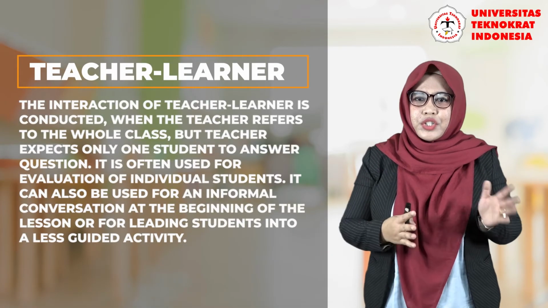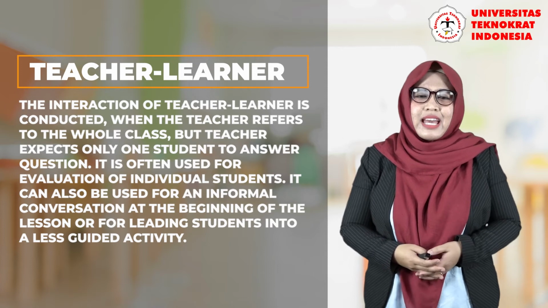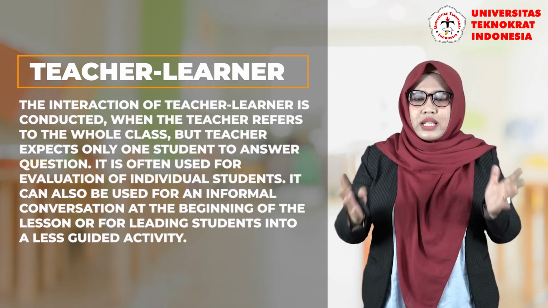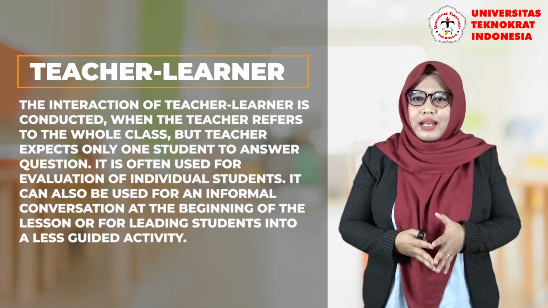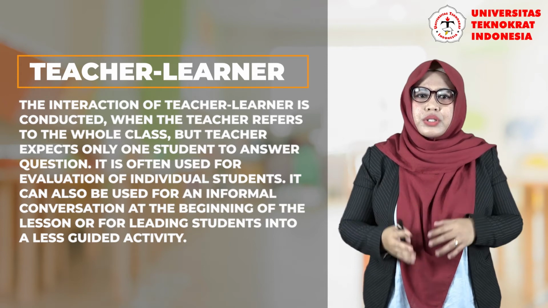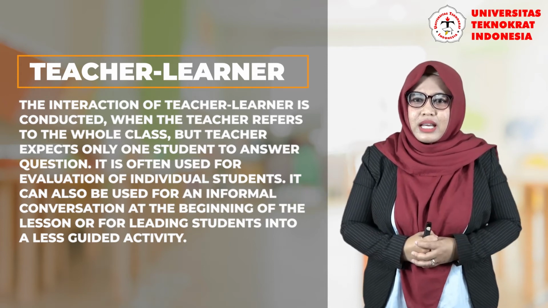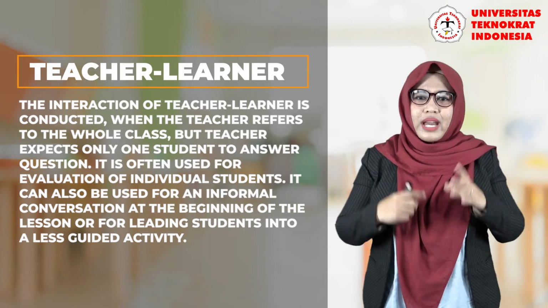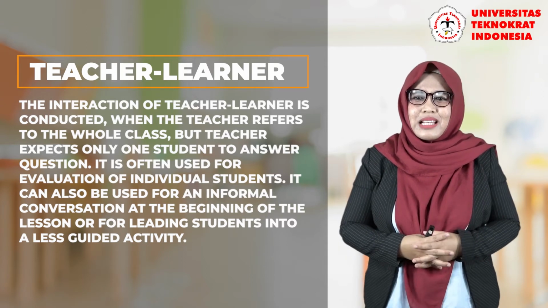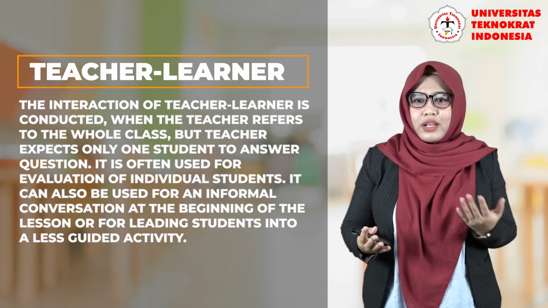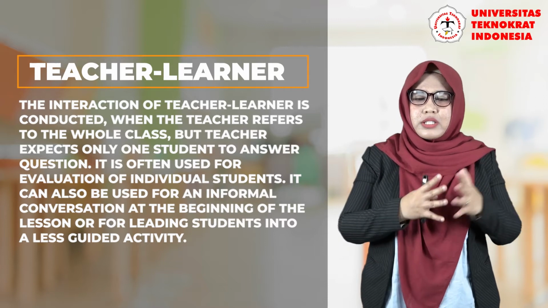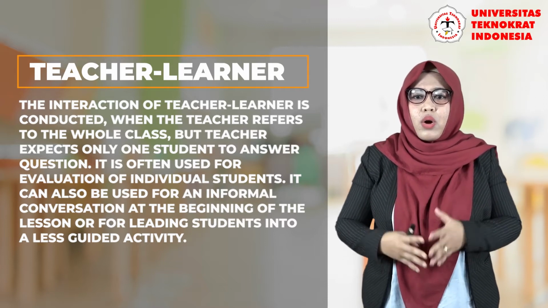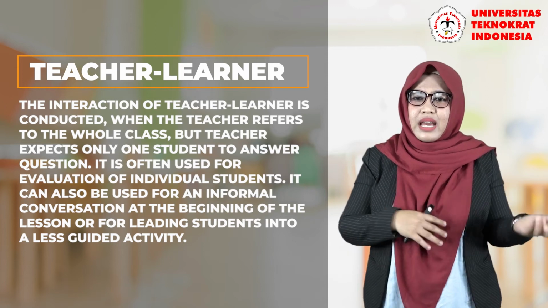We start from teacher and learner. The interaction of teacher and learner happens or is conducted when the teacher refers to the whole class, but the teacher expects only one student to answer the question. It is often used for evaluations of individual students, and it can also be used for informal conversations at the beginning of the lesson or for leading students into a less guided activity.